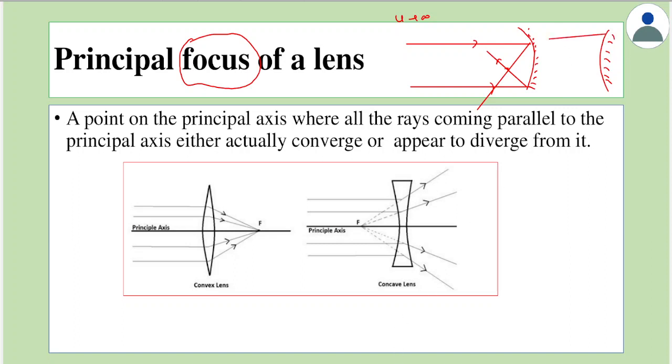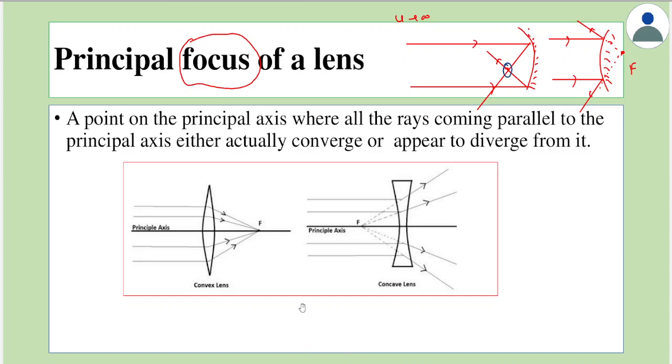So even here, a light ray falls and diverges like this. If we draw them backwards, these appear to come from a point. This point is called the focus. So in the case of spherical mirrors, the light rays would actually converge or appear to diverge from a point after reflection. That is called the focus. But the point here is that the light rays are coming from infinity.